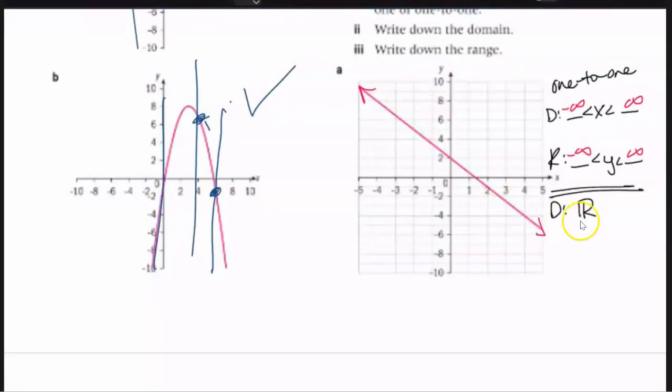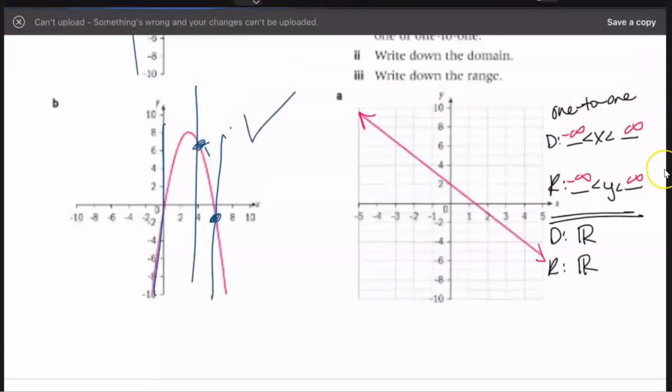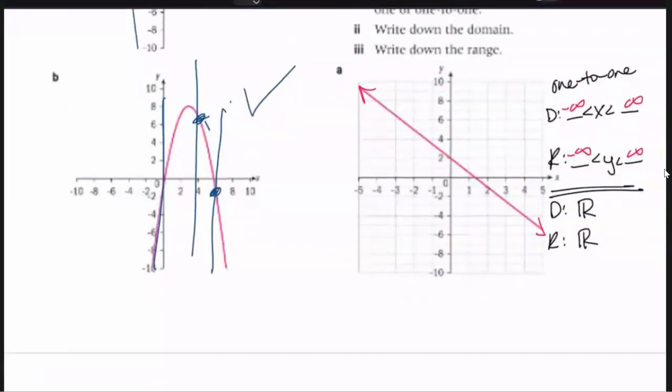Now, anytime you have negative infinity to infinity, we use this fancy R, which means all real numbers. It includes negative infinity to infinity. If on the test you write that, that's fine. It means the same thing. Just be aware, anytime you see this fancy R, it just means all real numbers, all numbers from negative infinity to positive infinity. And for my range, same thing. Since it goes from negative infinity to infinity, my range is all real numbers.